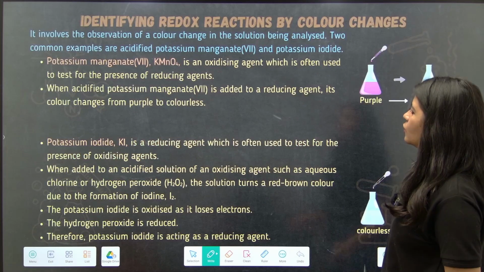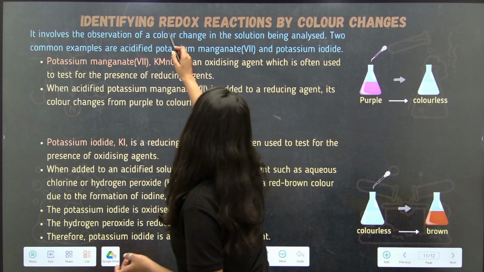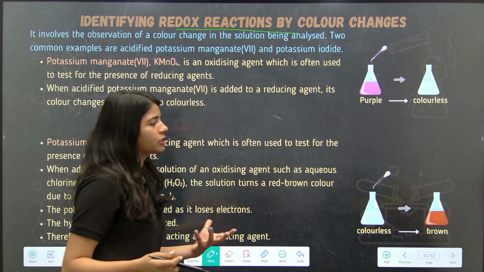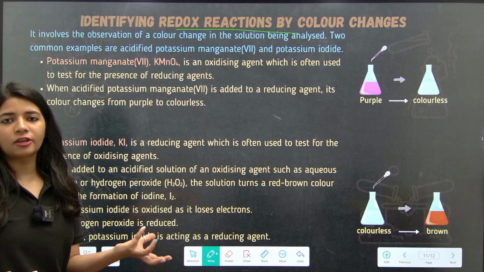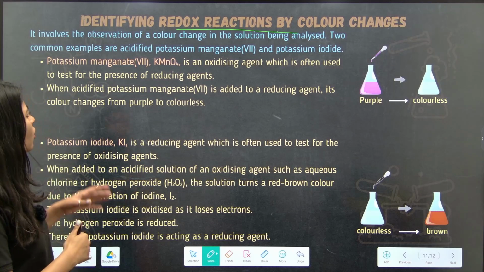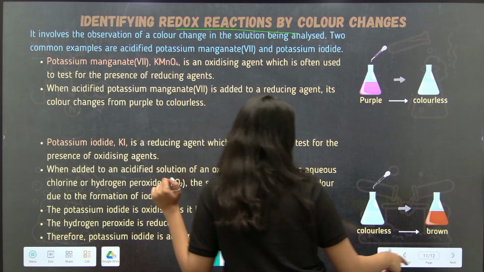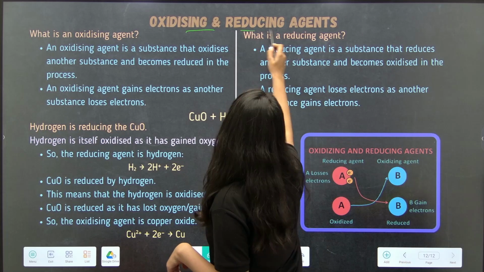Alright, now let's move on to another very interesting topic. Identifying redox reactions by color change. Sometimes we have to identify what type of reagent this is. Is it an oxidizing agent or a reducing agent? Now, what are oxidizing and reducing agents? First, let's understand that. Then we'll come to this reaction.